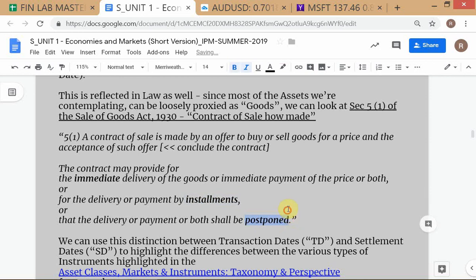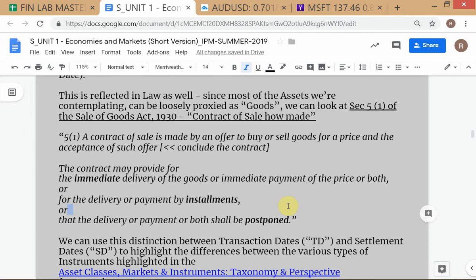So if you take the extreme case of postponement, this also brings out the idea that the transaction date and the settlement date are two different concepts. You enter into a contract, but the exchange of assets, which is the subject matter of the contract, that actual physical exchange may happen at a later date. It may also happen on the same date. Even if it happens on the same date, we say that the transaction date and the settlement date are the same. We don't say that there is no settlement date. Are you following?